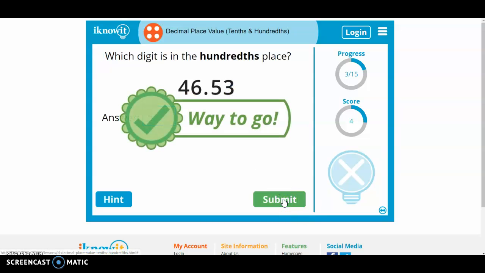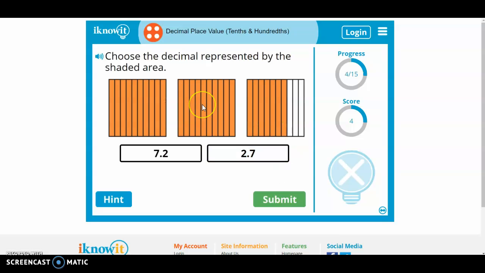Let's do one more before we continue. Choose the decimal represented by the shaded area. We have 2 complete boxes and 7 of them are colored in orange partly. So that would be 2 and 7/10.